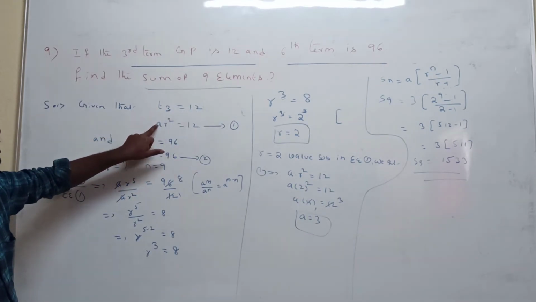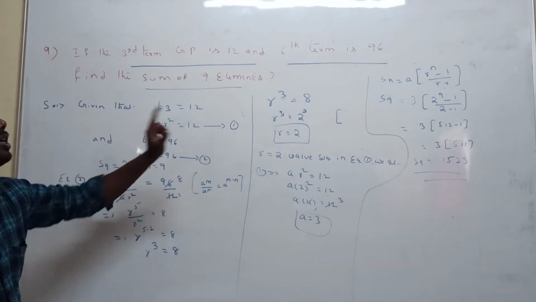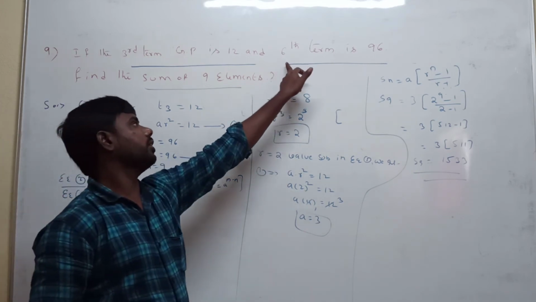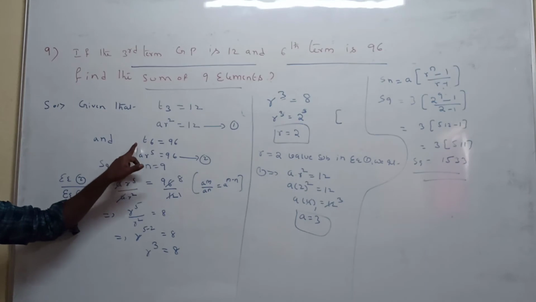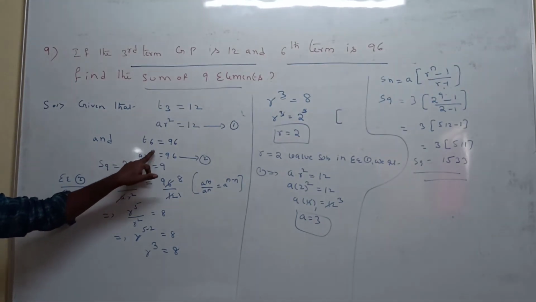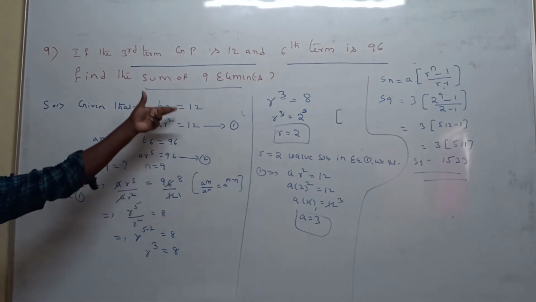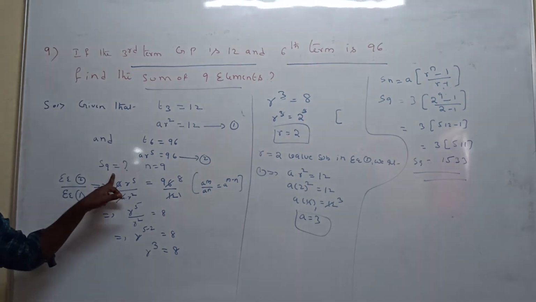Listen carefully. The third term is given as 12. The third term can be written as a r square is equal to 12, to consider as equation number 1. Next, the sixth term is given as 96. The sixth term can be written as a into r to the power of 5 is equal to 96. What are they asking? The sum of the 9 elements.